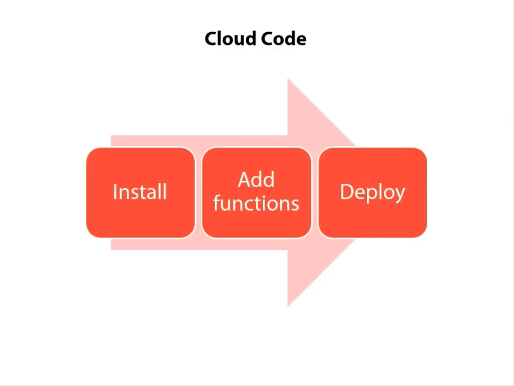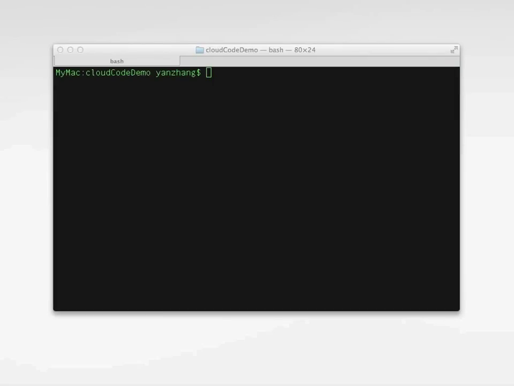Let's see how it works. It takes 3 steps to start working with cloud code. We need to install the cloud code on our Mac. Then add a function which sends out push notifications. Finally, deploy the code to Parse.